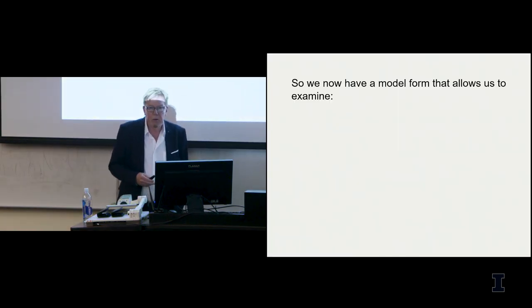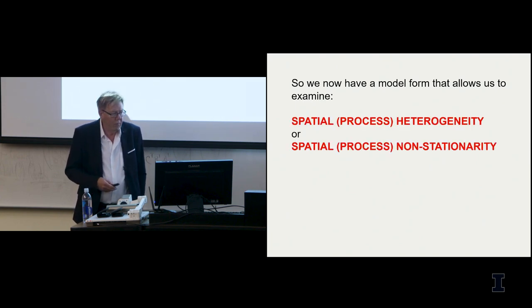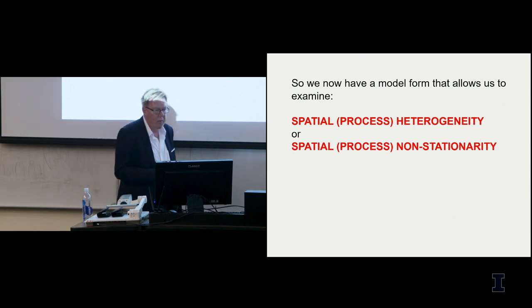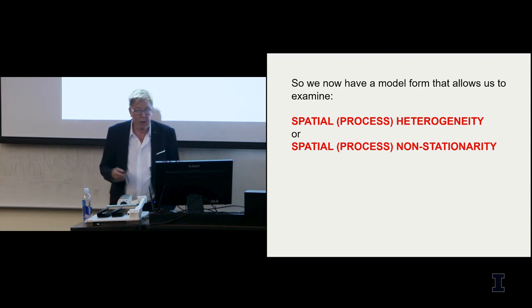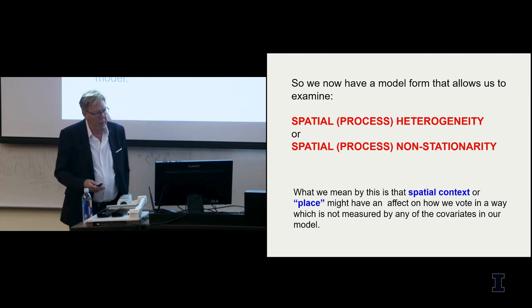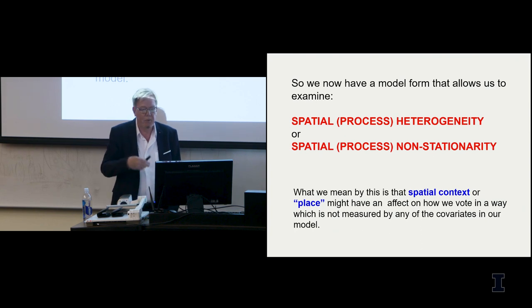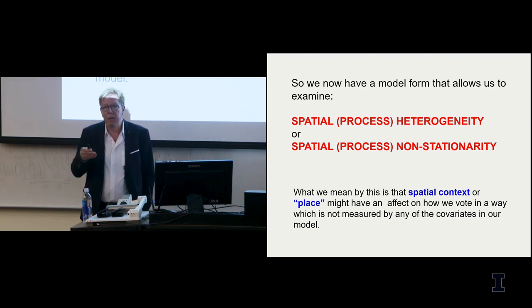So now, when we put all this together, we have a model form that allows us to examine basically any possible spatial process heterogeneity, sometimes referred to as spatial process non-stationarity, if it exists. Now, what we mean by this is that spatial context, or this thing called place, that our cultural geographer colleagues work on a lot, might have an effect somewhere, in this case on how we vote, which is not measured by any of the covariates in our model.